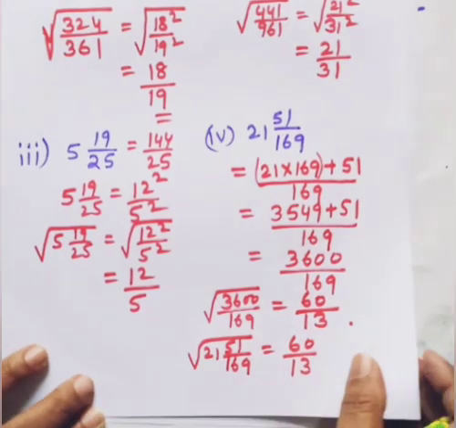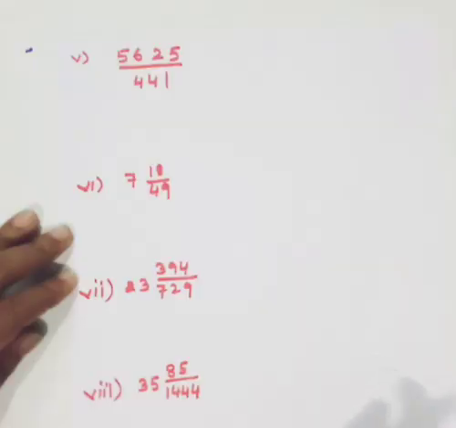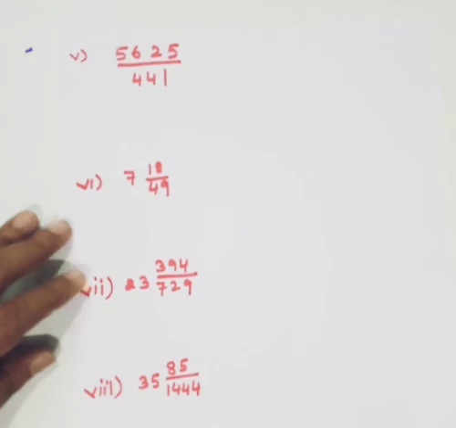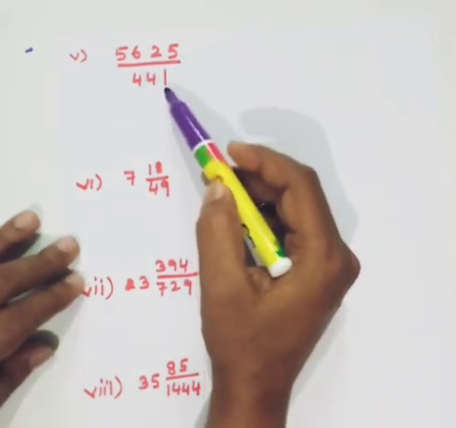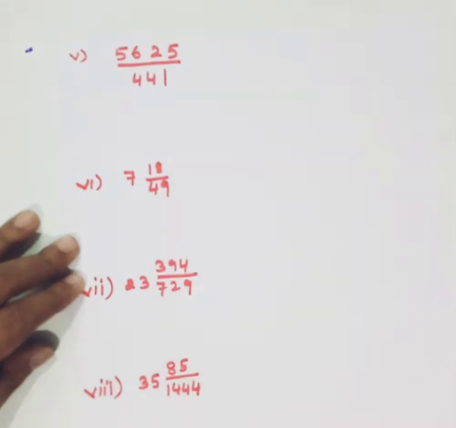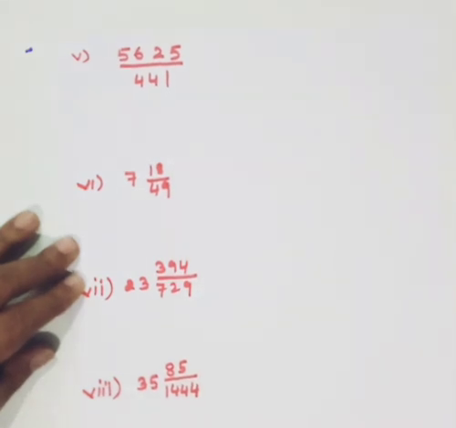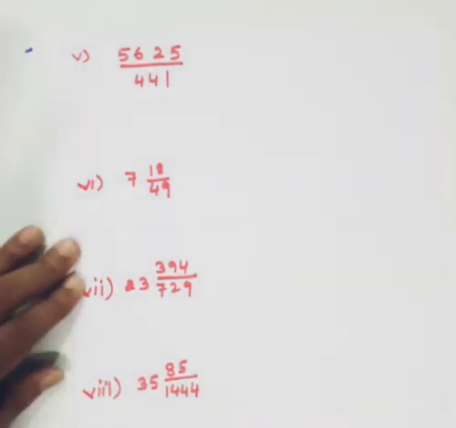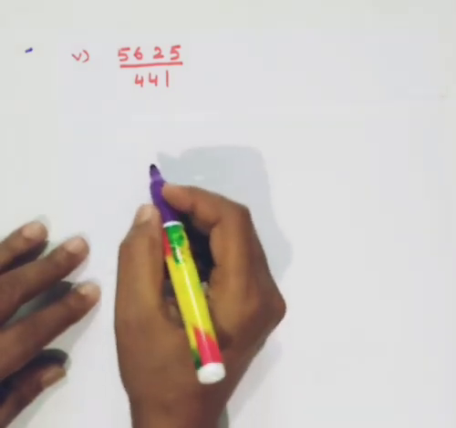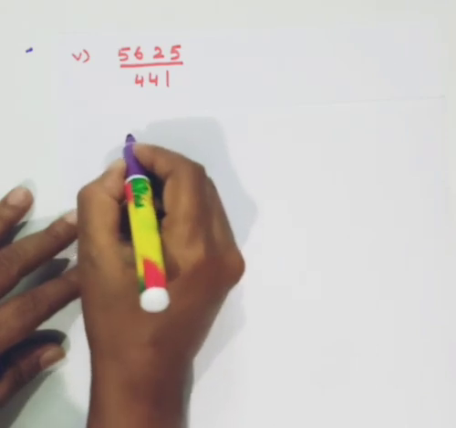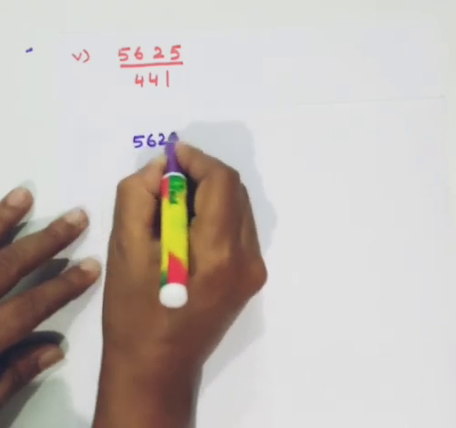Okay. Now let us see the next question. Now let us see the next question, students. See, the next question is 5625 by 441. So we know that these two are perfect square numbers. So we can find the square root of these two numbers by prime factorization method. So 5625.